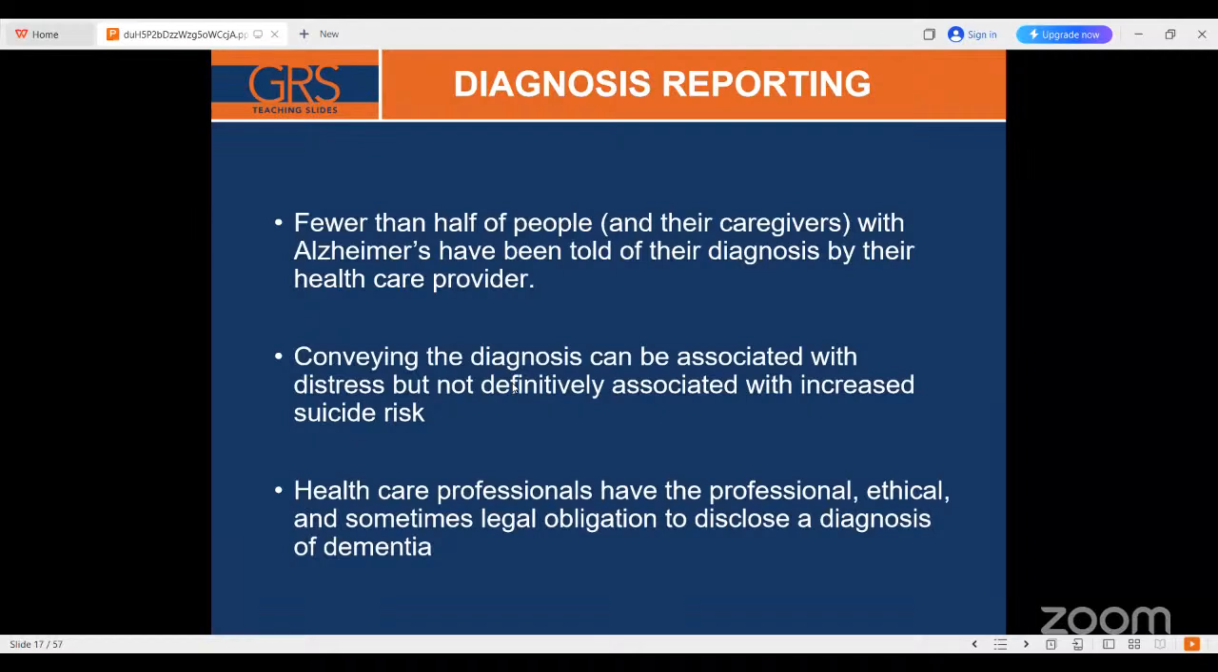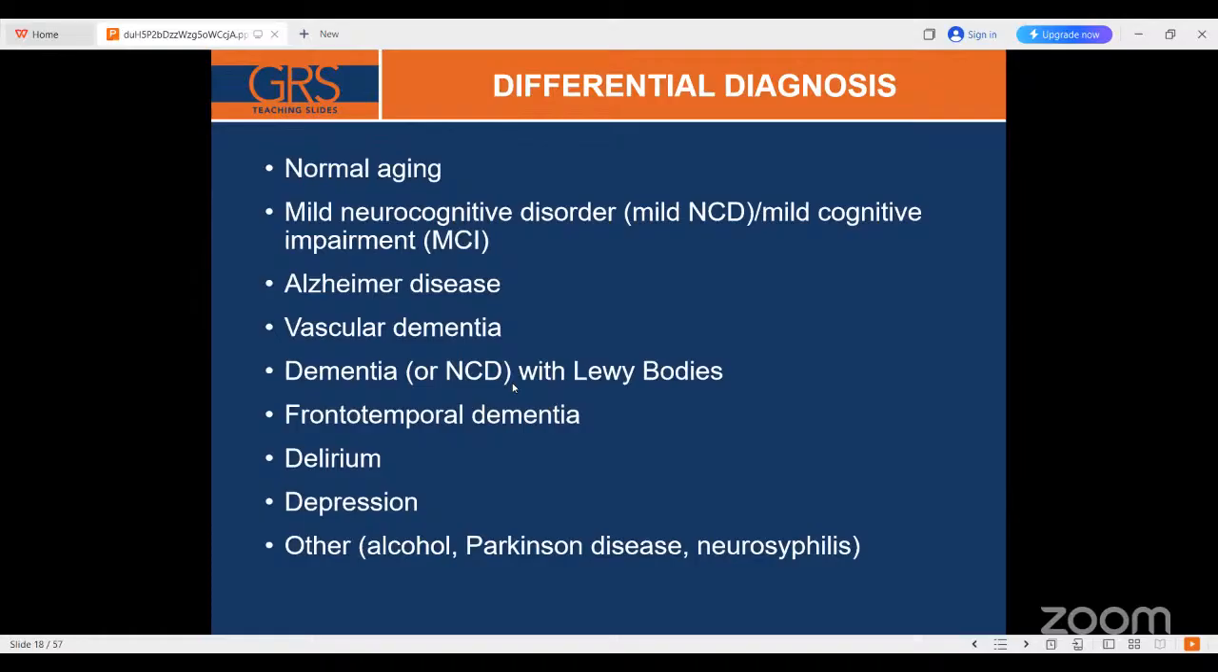And the diagnosis reporting. It's noticed that most doctors didn't mention the real diagnosis of Alzheimer's or dementia to the patient and their family. It's thought to be due to the increased risk of suicide, but this is not right. Healthcare professionals have a professional, ethical, and sometimes legal obligation to disclose the diagnosis of dementia to the patient, and if the patient has severe cognitive impairment, then to his family or power of attorney.